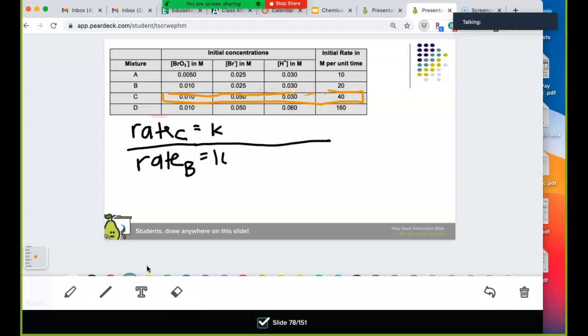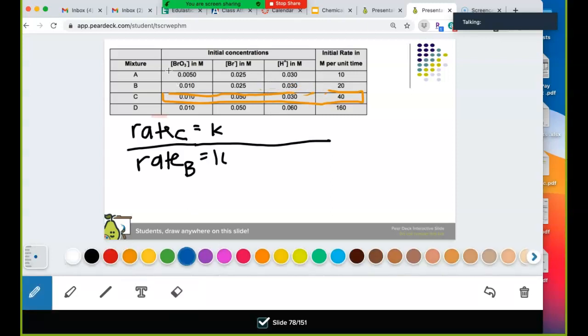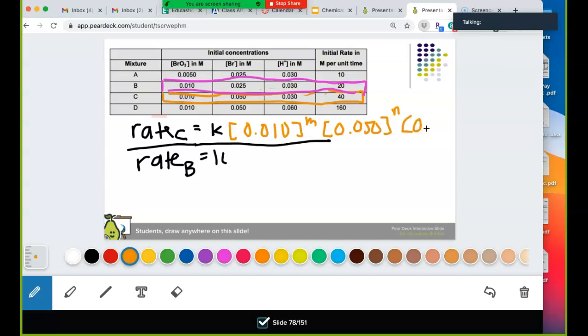And then I'll just do a different color. All of these numbers go on the bottom. So this is 0.010 raised to some order. Now we actually already know that's 1, right? You could plug that in because we do know it's 1, but I'm just going to ignore it for right now. And then all of B's numbers go down here.